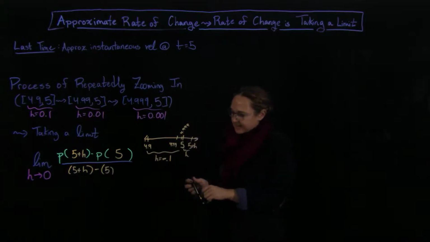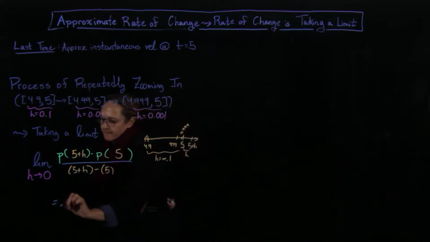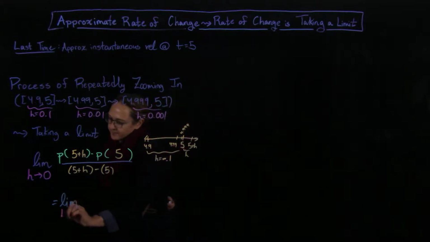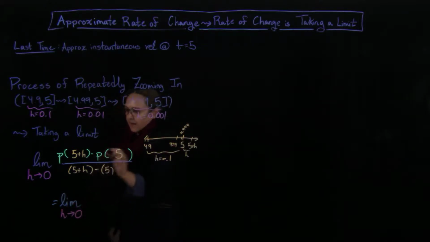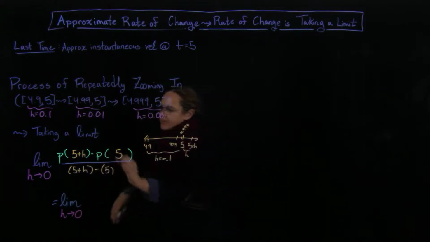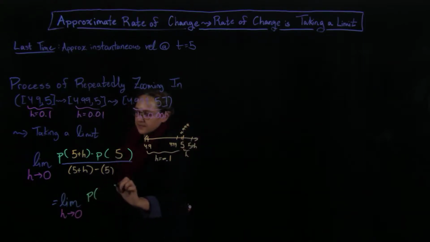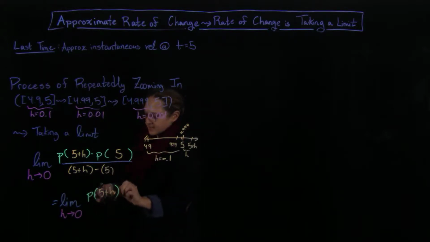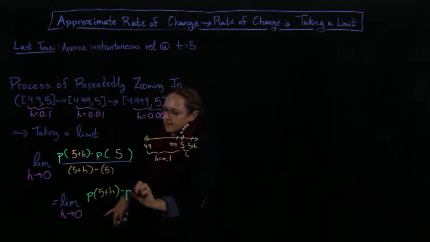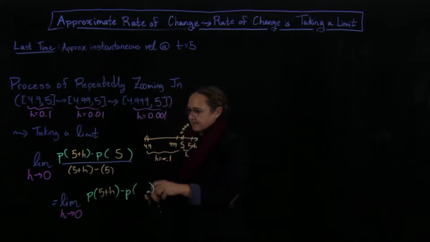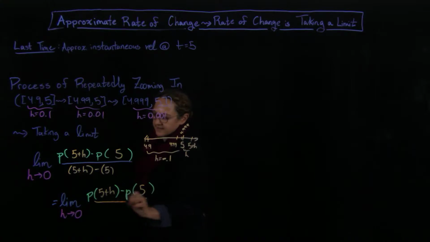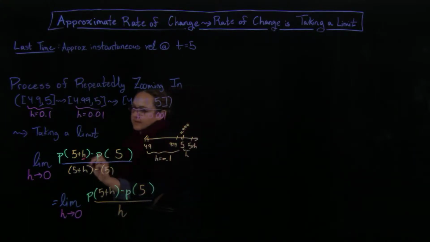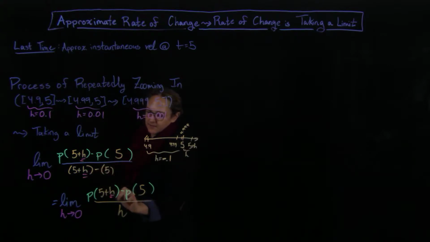And then this is going to equal the limit as h goes to 0 of, reducing this down here, p of 5 plus h minus p of 5, and then you could reduce this down and get h on the bottom. And this h here is what you're taking the limit with respect to.